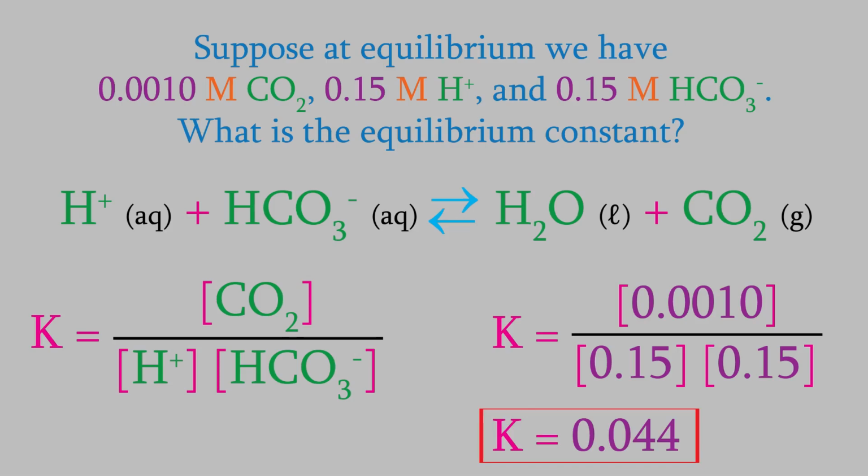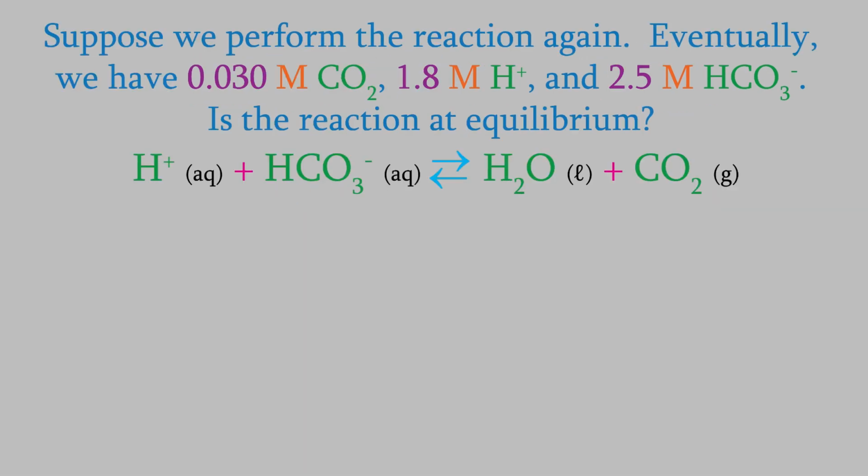Now let's try something we haven't done before. Suppose we do this reaction again, but this time we start with different amounts of each compound. After a while, we measure the concentrations and find that we have 0.030 molar CO2, 1.8 molar hydrogen ion, and 2.5 molar bicarbonate. Is there any way for us to know whether the reaction is at equilibrium yet?